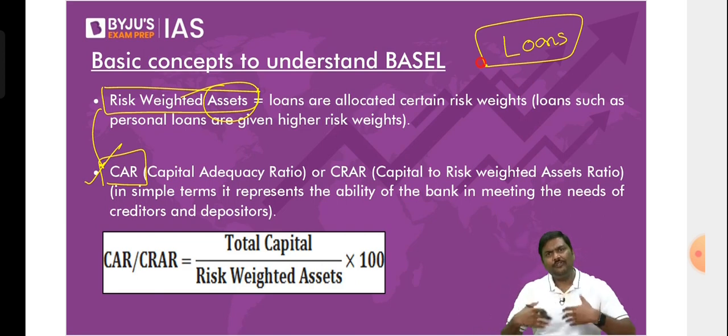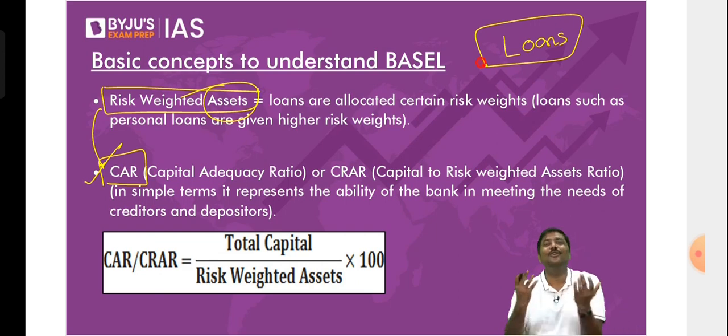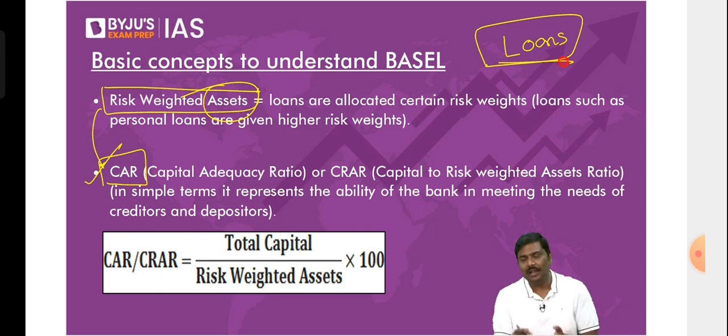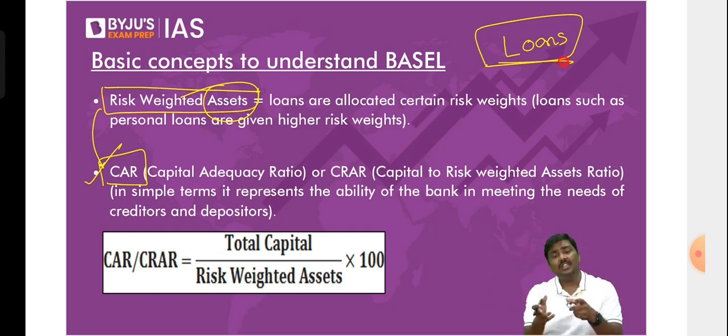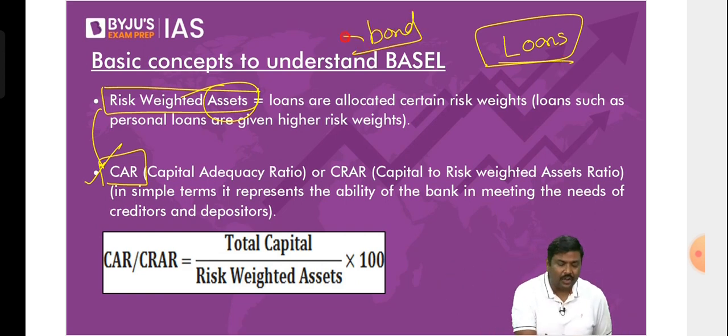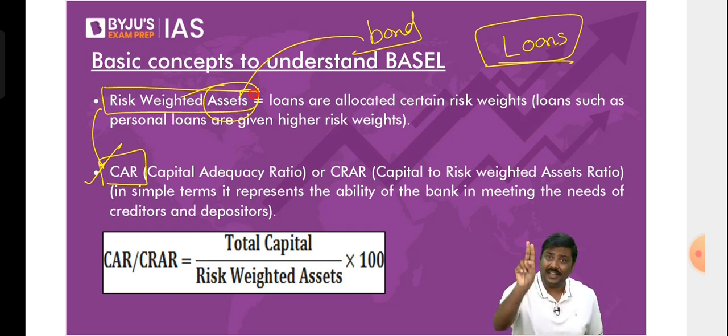Why? They will fetch returns. Some of you are writing bond, share. I don't know what you're listening to when I utter the words. I said, what are assets of the bank? Assets of the bank are simply loans. Sir, can a bond become an asset? Yes, it can also become an asset because it will earn returns, assuming the bond has been invested in by the bank.